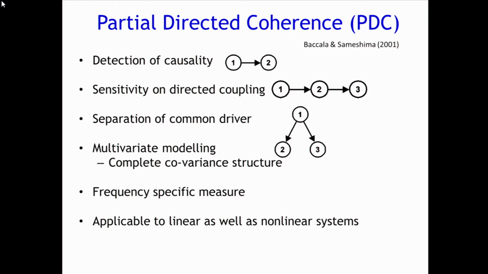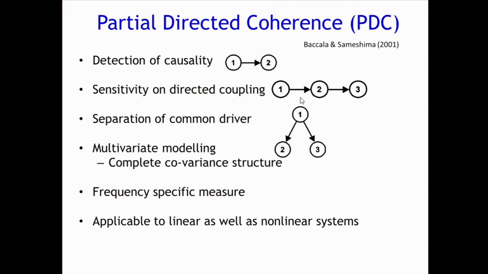Here, partial directed coherence is quite useful from another point of view: distinguishing direct cause from indirect cause. What does it mean? Suppose you have two systems, 1 and 2, and information goes from 1 to 2. There is no indirect path and no feedback. So node 2 is receiving information directly from 1.